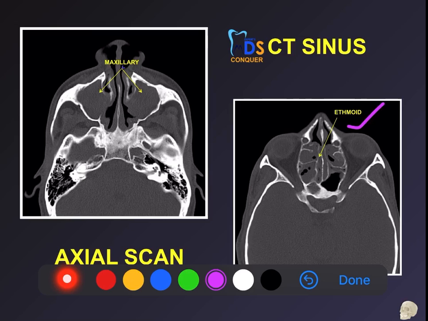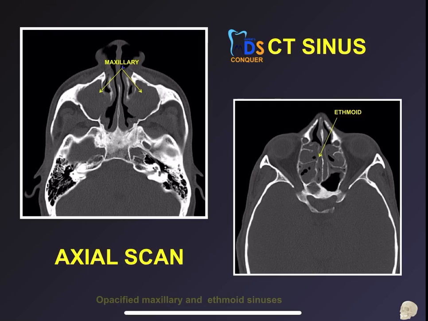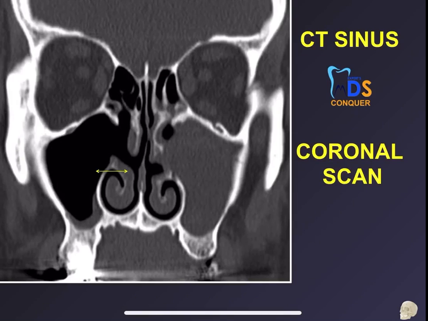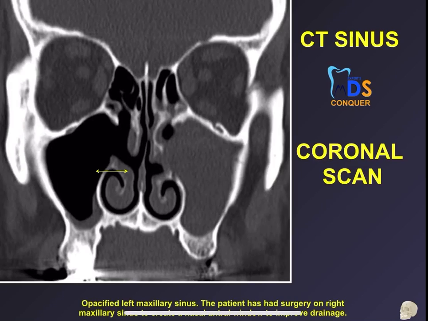So like that you have to know whether it is normal or abnormal. As you can see, it is opacified because it has turned hyperdense when compared to completely black. So it is an opacified maxillary sinus. Similarly here, if you see, it is an opacified maxillary sinus again.